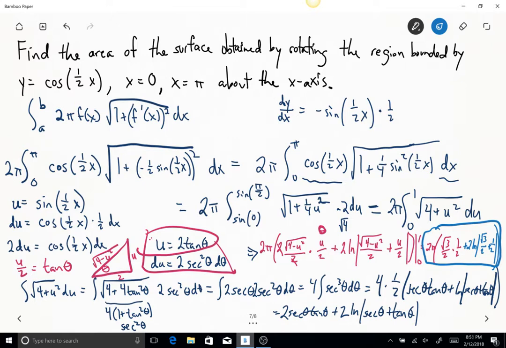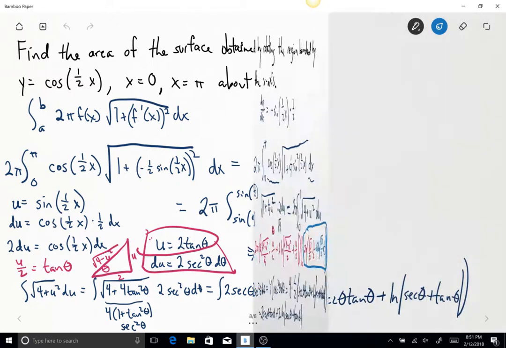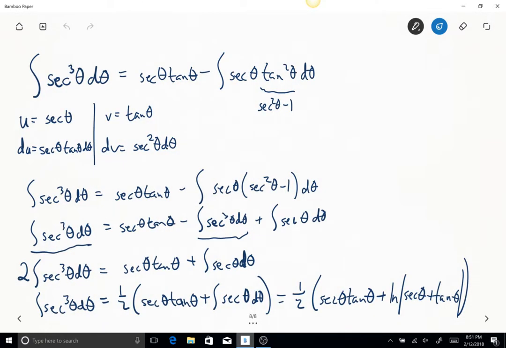All right, so that's what I have. I think, well, let's see. Do I have one more? Oh no, that was the secant cube business. So that's all I have for today.